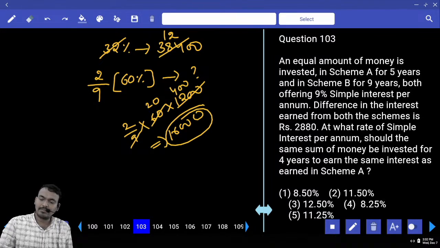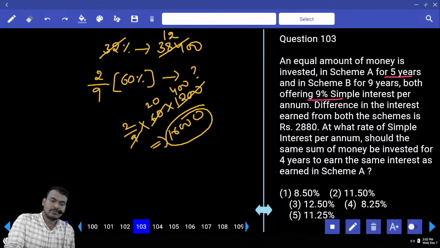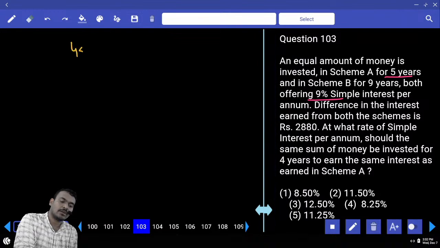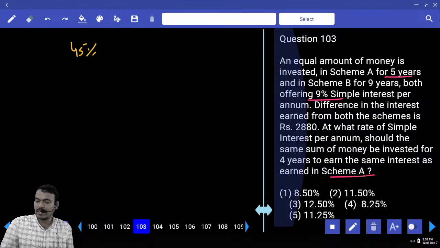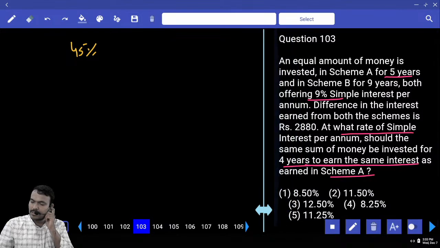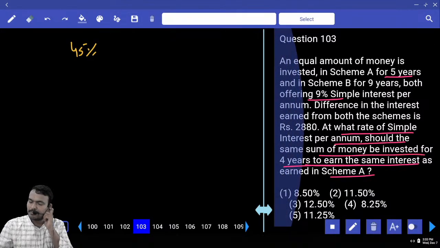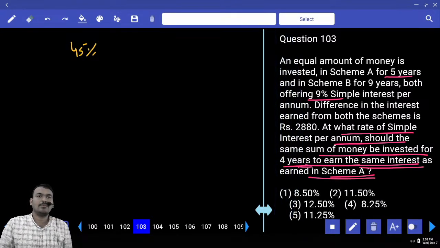What is the scheme A rate of percent? 9%. Time is 5 years. 9 5s are 45%. That is the interest received in scheme A, or not? The same interest is received in the other scheme, but how much time is taken? 4 years, or not? What is the last line? At what rate of simple interest per annum should the same sum be invested for 4 years to earn the same interest as earned in scheme A?